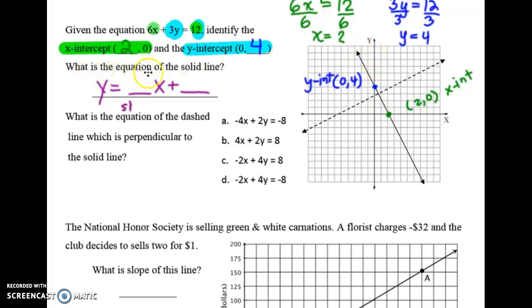When I'm going to write the equation of the solid line, I need two things, slope and y-intercept. Fortunately, we've already found the y-intercept by solving that one-step equation, so 4 can go on the line after the plus sign, because it's positive 4.